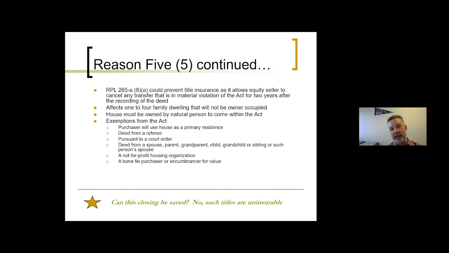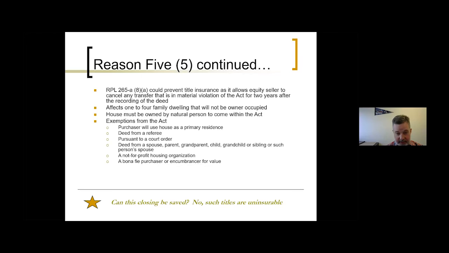So this takes it out of the situation where they're buying it and leasing it back, having the seller stay in the house even though they're not entitled anymore, and become a lessee, and then a buyback agreement. We get the affidavit that the purchaser is going to use the house as a primary residence, and that they're a bona fide purchaser for value. If it's a deed from a referee, that takes it out of the Act. If it's pursuant to court order, that could take it out of the Act as well. Or if it's a deed from a spouse, parent, grandchild, child, etc., or a not-for-profit housing organization.